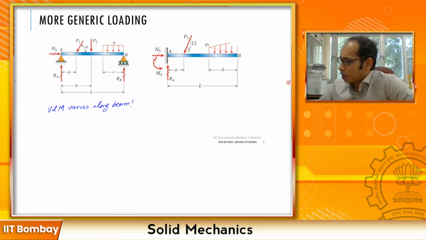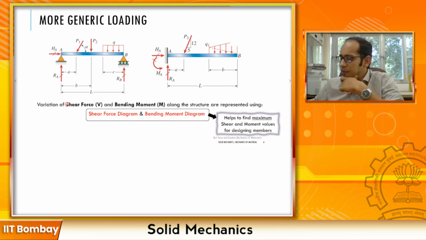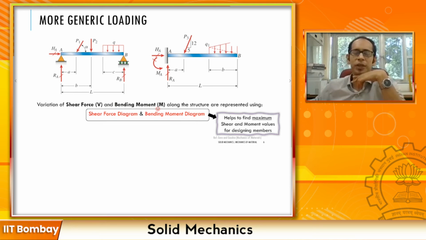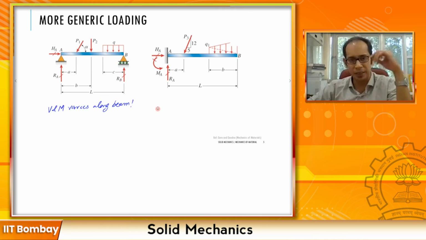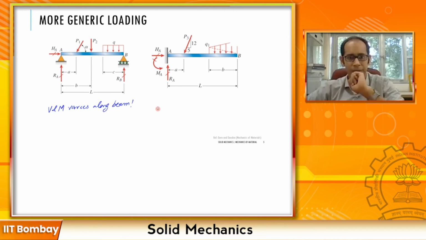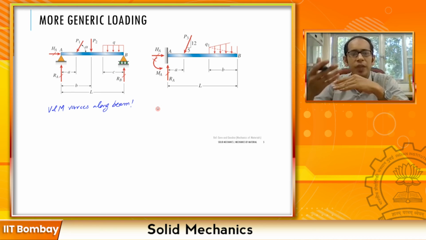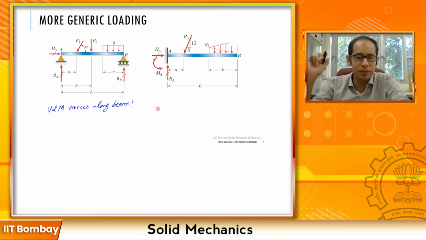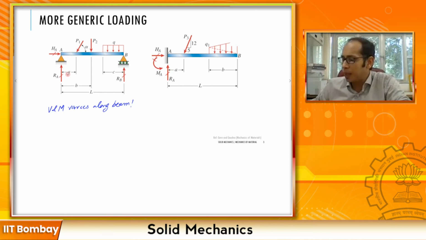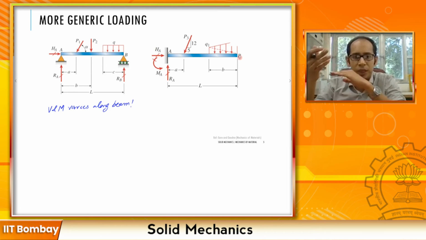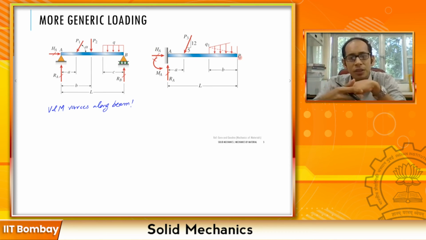So in a nutshell, how do you represent the variation of V and the bending moment M? What we saw on the previous page is that yes, the shear force and the moment vary, but how do we capture that? The best way is to draw diagrams which show, from end A to end B, depending upon the loading conditions and the structure, how the shear force V and the bending moment M vary.